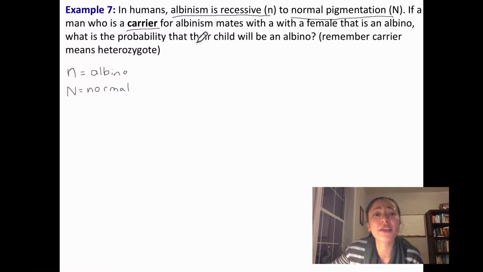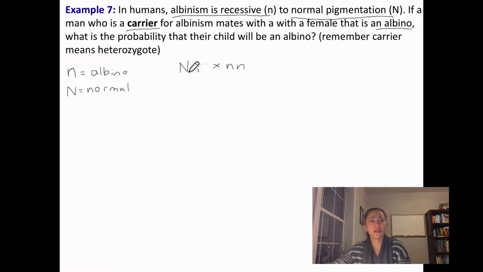So a man who's a carrier for albinism, that means he's big N, little n, because he's heterozygous. So here he's carrying the recessive allele. Mates with a female that is an albino. So she is an albino. So if we look at our key, albinism is caused by the recessive allele, so a little n. So she would be little n, little n. What is the probability that their child will be an albino?